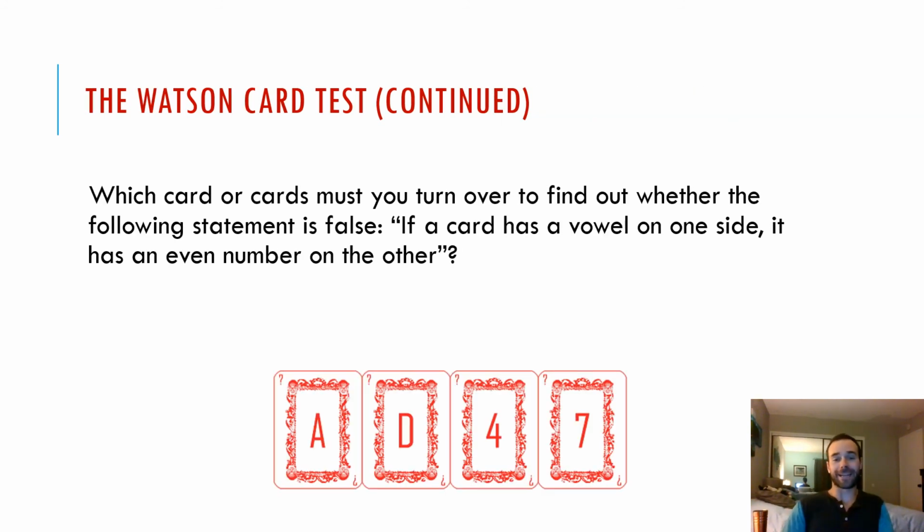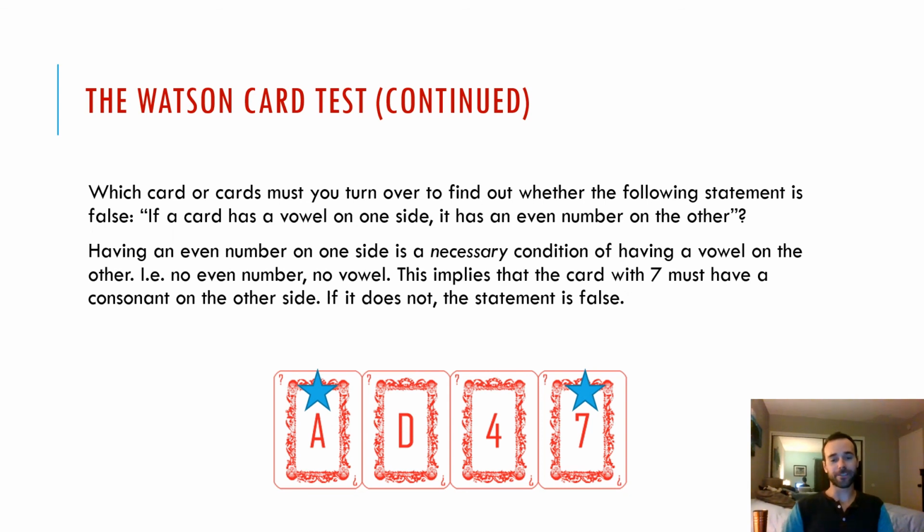So now looking back at this card test, now that we know a little bit more about conditional statements and the necessary and sufficient components, ask yourself, what is the minimum number of cards that I need to turn over, and which card or cards is it, in order to verify that if a card has a vowel on one side, it has an even number on the other. If you answered A and 7, you are correct.